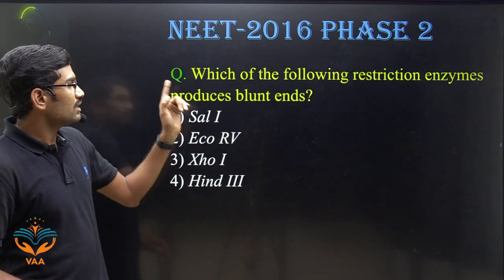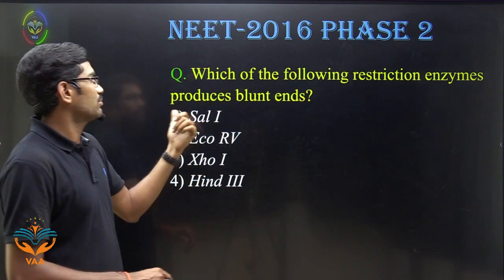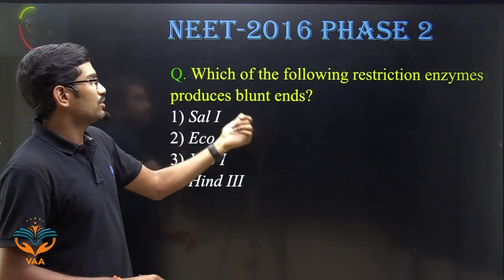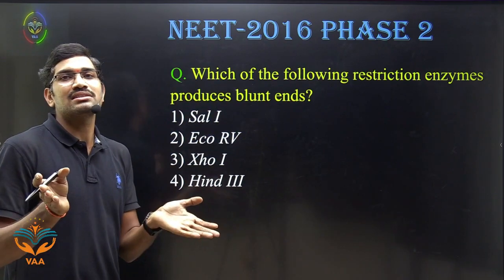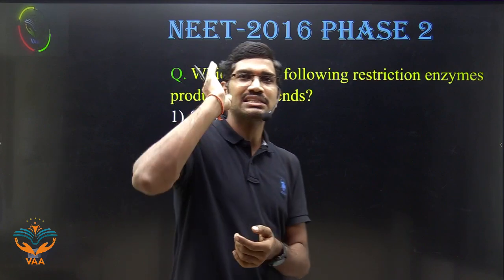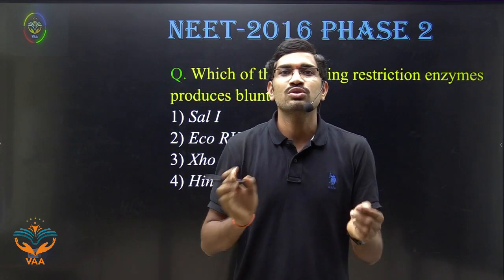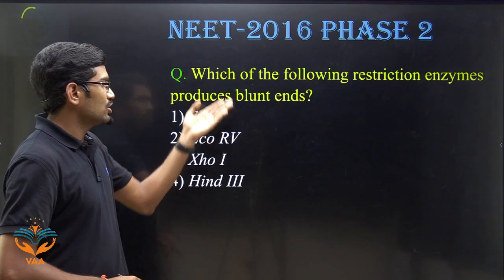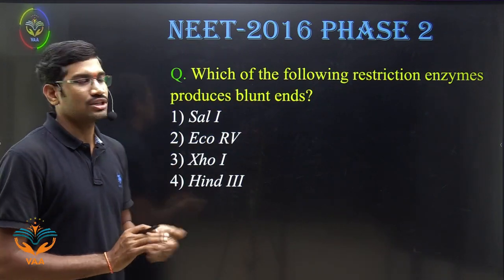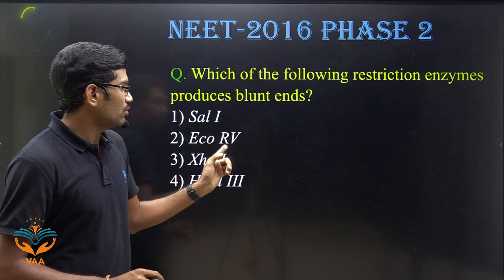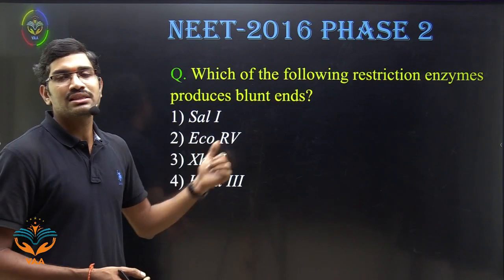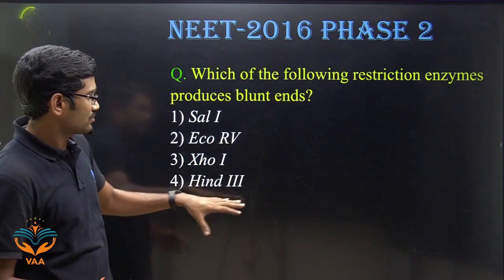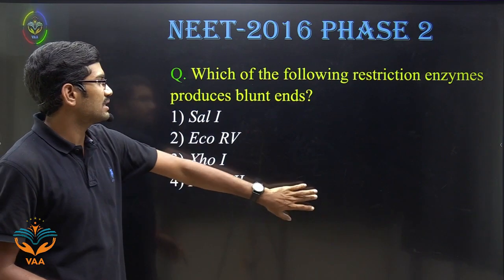Okay. Next one. Which of the following restriction enzymes produces blunt ends? What are blunt ends? See, here in the recognition site it is cutting exactly at the center so that there are no overhangs. Extra nucleotides are not present at any of the ends. So they are called blunt ends. So which one will produce them here? EcoRV will produce these blunt ends. So please remember this one. So the answer is option 2.